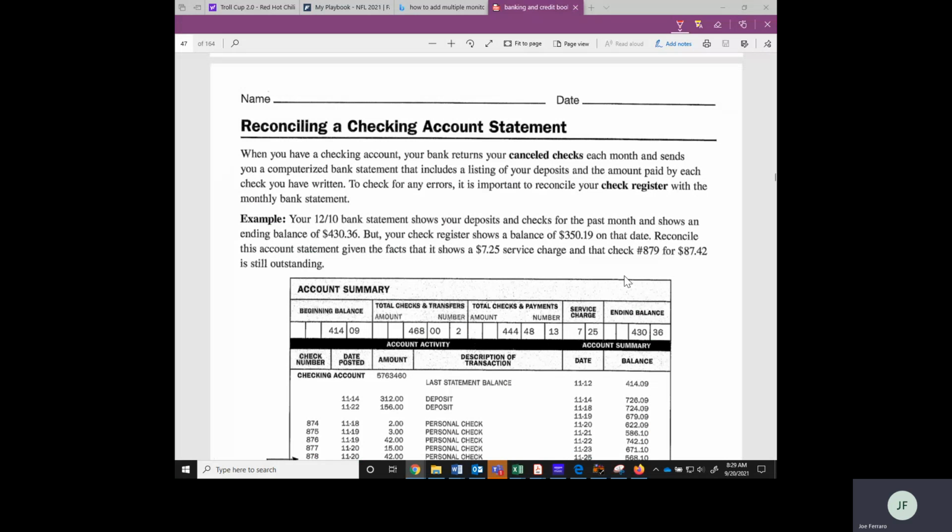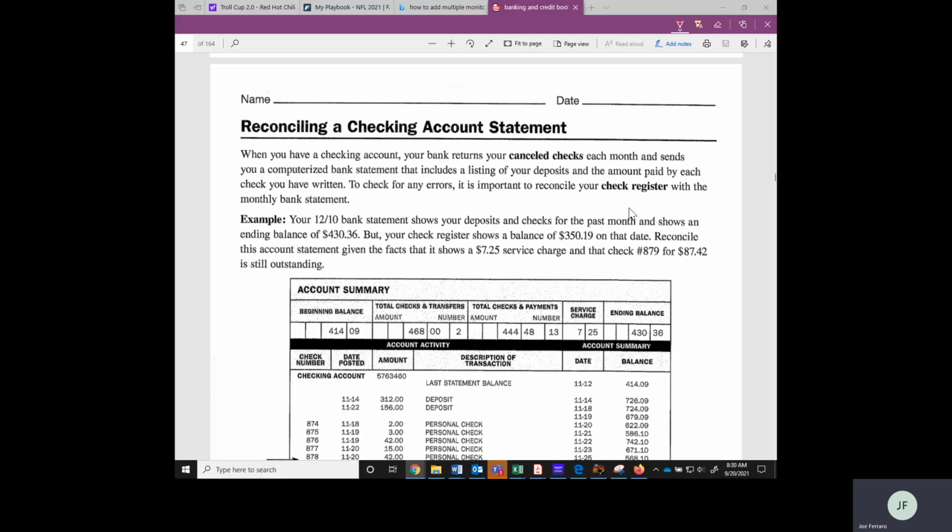All right, so what we're looking at here is reconciling a checking account. Basically, that means making sure the numbers in your check register match the numbers the bank has in their bank statement. This was especially important years ago when we didn't have online banking. Now, a lot of times online banking will match up pretty closely. They keep things up to date.